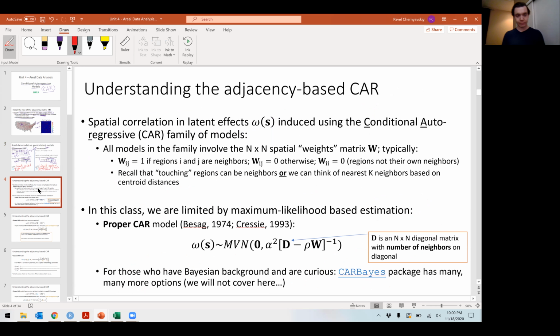Okay, I think I've said a lot of this already, but our adjacency matrix is an n by n matrix, with zeros on the diagonal. Sometimes it's called a weight matrix. It weights your neighbors with a weight of 1, and it weights everything that is not a neighbor with a weight of 0. The diagonals have zeros on them. This too is very similar to a distance matrix. Regions are not their own neighbors.